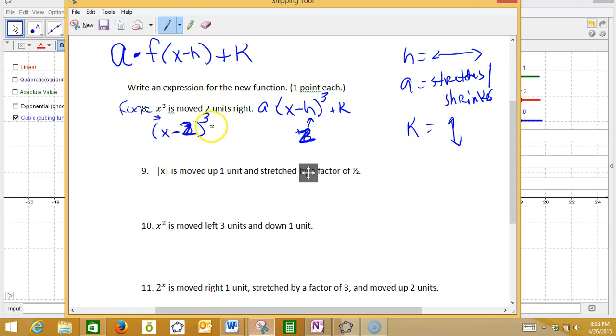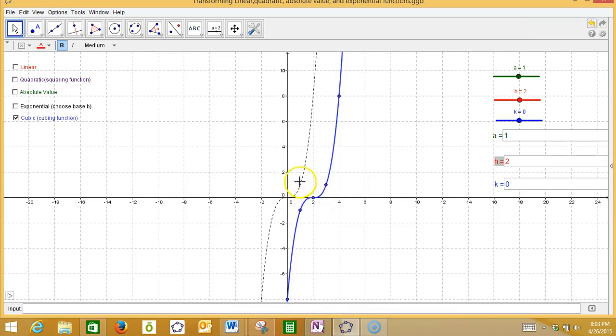So there's our expression there. It took our cubic function, this x cubed, and moved it 2 units to the right. So that's our x minus h, or if I let h be 0 again, there we go. And then I just put in my expression. If I just type this, x minus 2 quantities cubed, and I hit enter, there's that graph, right? That's our transformed function, x minus 2 cubed. Okay, let's take a look at the next one.